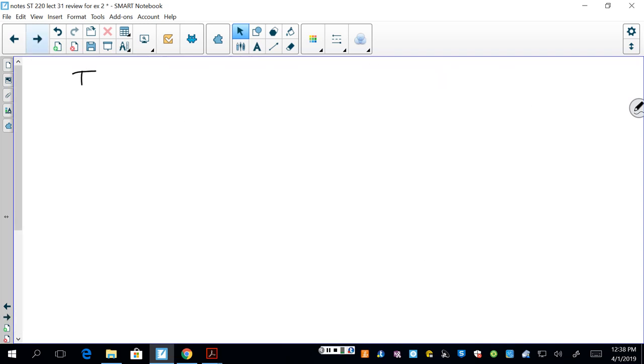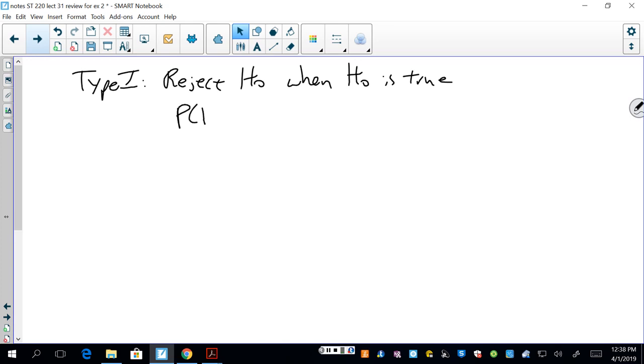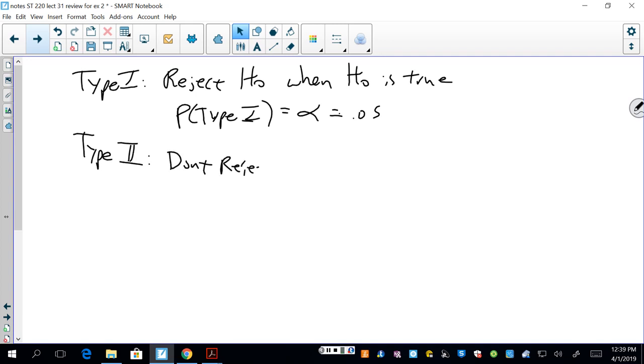So type 1, we reject the null hypothesis when H0 is true. And the probability of type 1 error is what we call alpha, and it's generally set to a small value. We don't want to do that. And then type 2 instead is don't reject H0 when H0 is false.